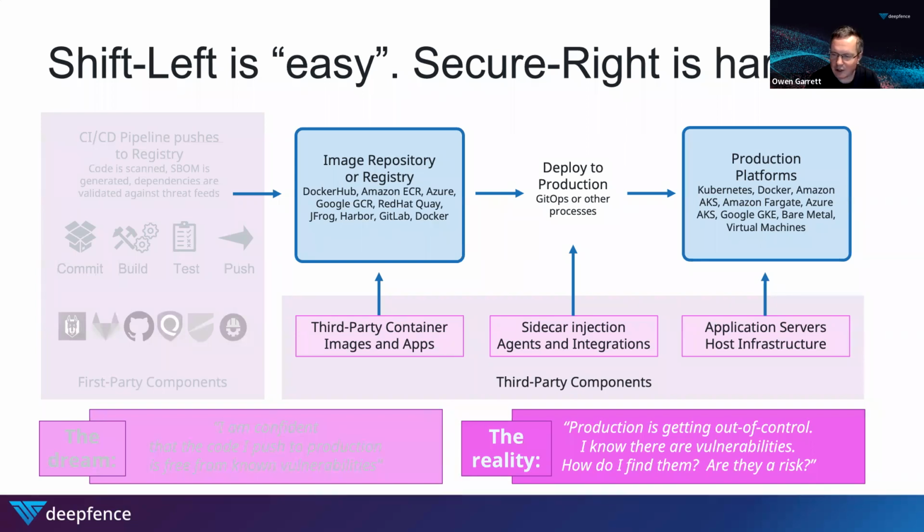And so the question that faces the production team is, knowing or being certain that vulnerabilities exist, how can one find them? And having found them, are these vulnerabilities a risk to the production application and therefore something that needs to be remediated as a matter of priority? This challenge, the challenge of secure right, is the challenge that Deepfence's ThreatMapper open source project addresses.